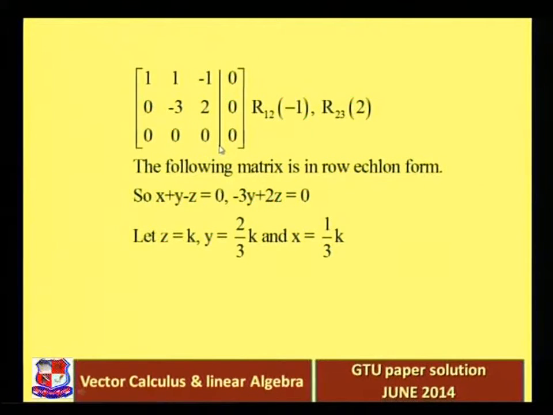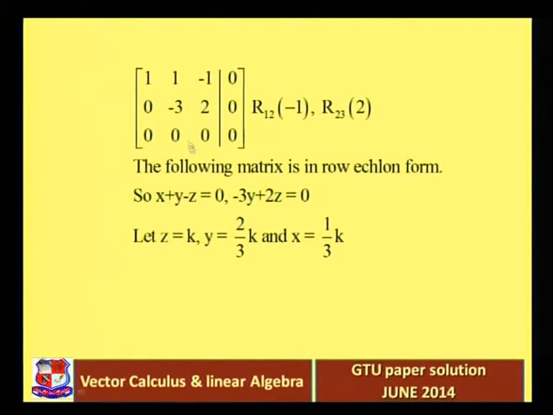0, okay. So you can see the following matrix is in row echelon form, right? This is our leading entry, below that leading entry we have 0, and second row this is our leading entry, below that leading entry we have 0, and the third row is already 0. So the 0 row is definitely at the bottom of the matrix. So this matrix is in row echelon form.